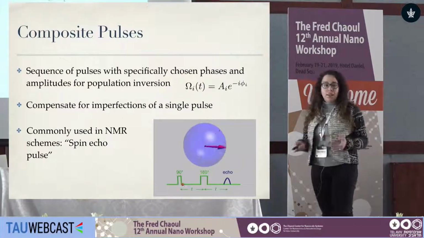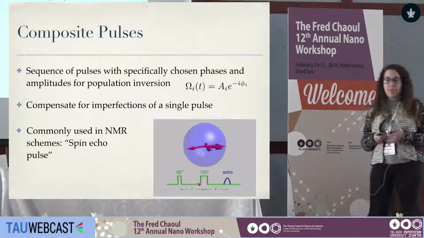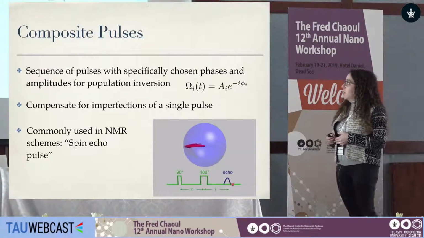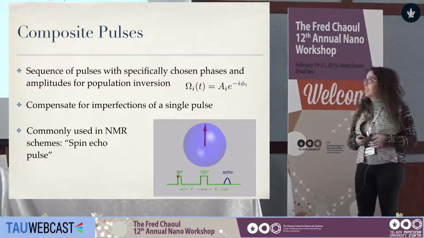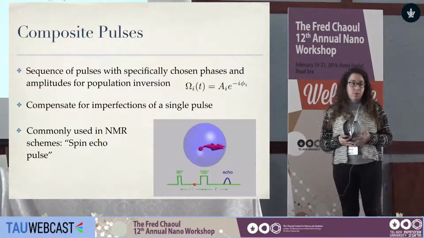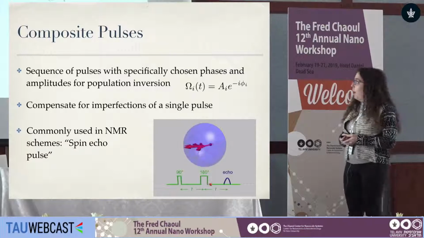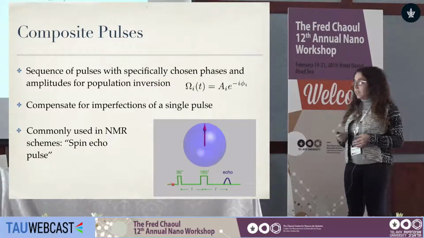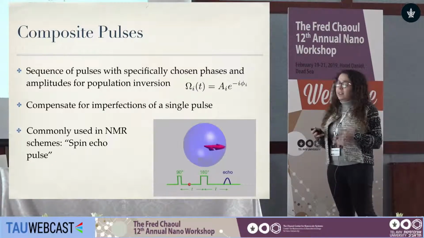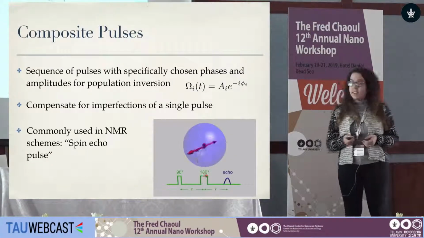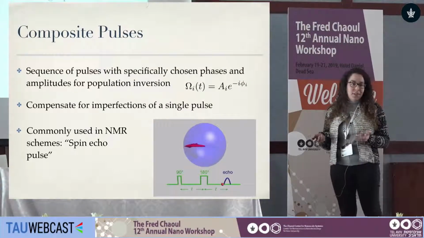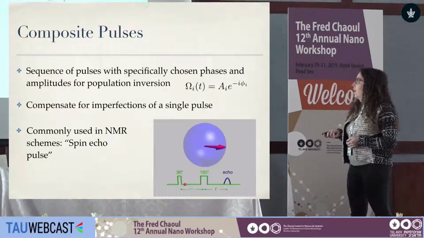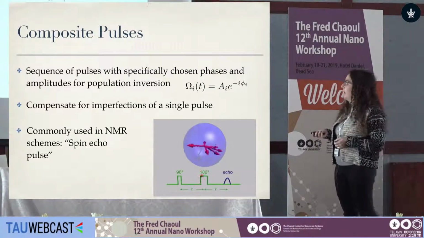So one of the many solutions to this problem of loss of fidelity are composite pulses. These are a sequence of pulses with specifically chosen amplitudes and phases that were derived to achieve this complete population inversion. And they compensate for imperfections in the system and imperfections in a single pulse. And they were historically developed in the field of nuclear magnetic resonance. Maybe some of you learned about the Hahn spin echo sequence, but there are many other composite pulses known in this field and other fields today.